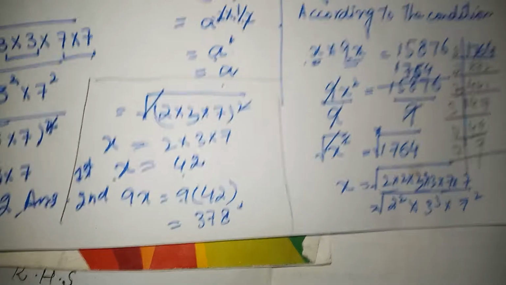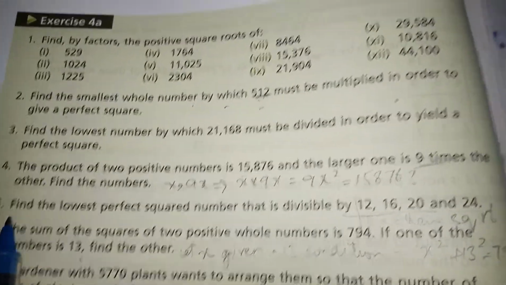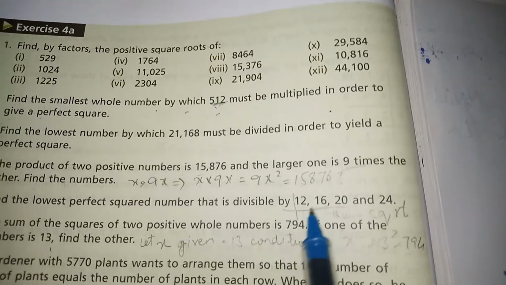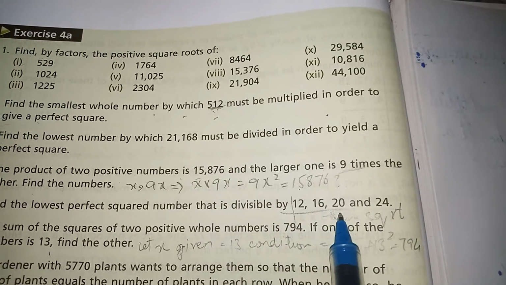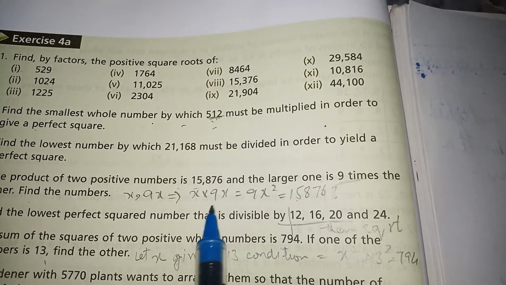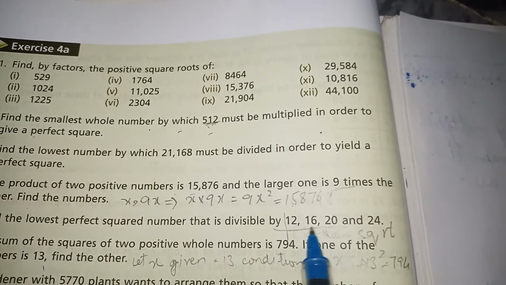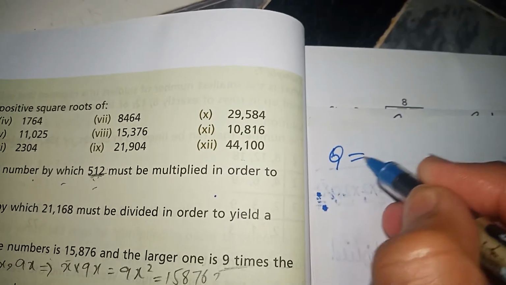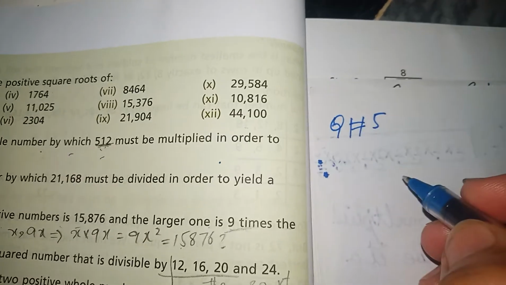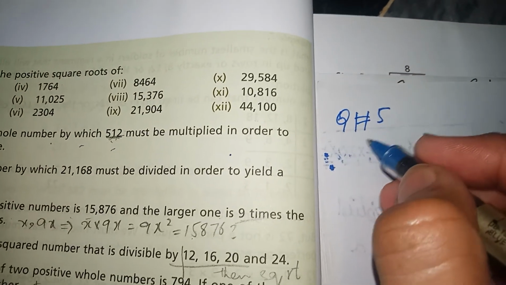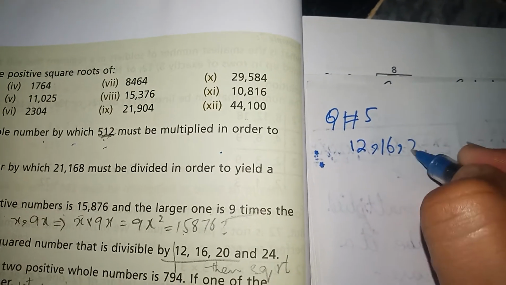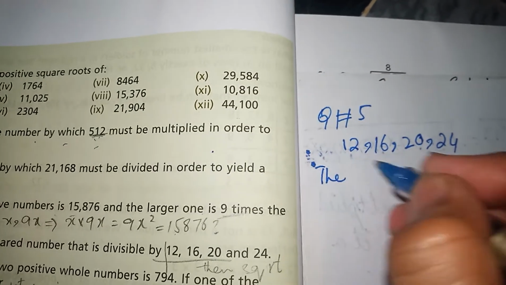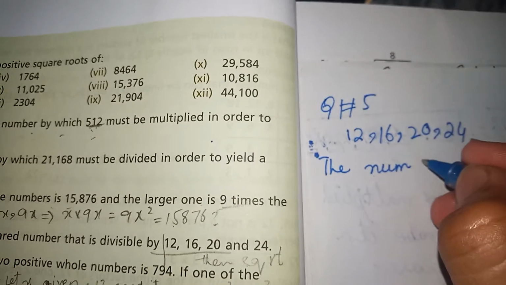Now come to question number 5. In question number 5, we have to find the lowest perfect square number that is divisible by all these numbers. First of all, we have to find the number that divides all these numbers at the same time, and then we have to find the square root of that number. I'll give you a hint to help you solve it, and then you have to complete the question by yourself. In question number 5, we have the numbers 12, 16, 20 and 24. So first we have to find the number that divides all these numbers.